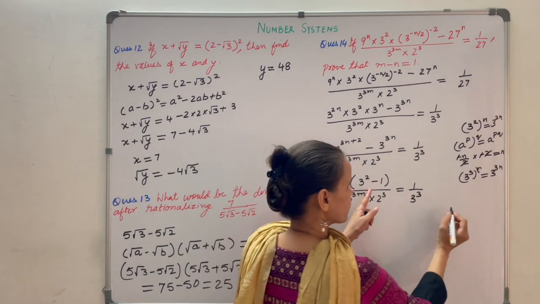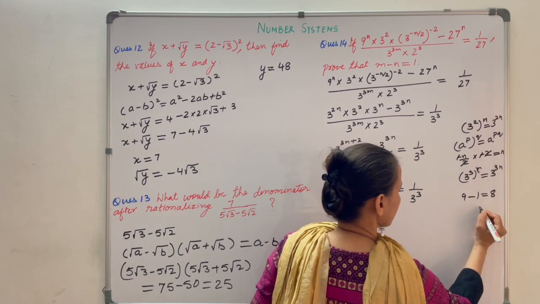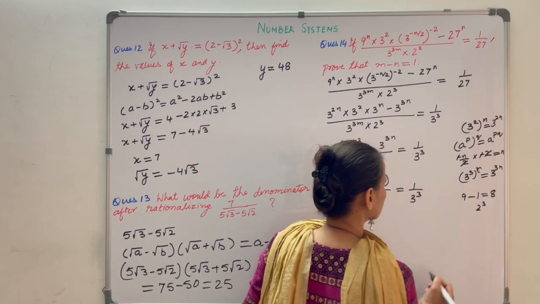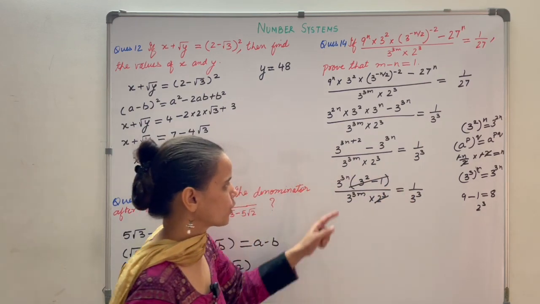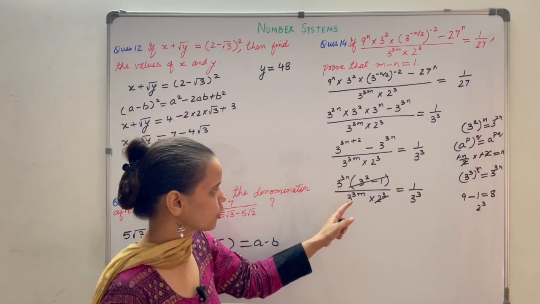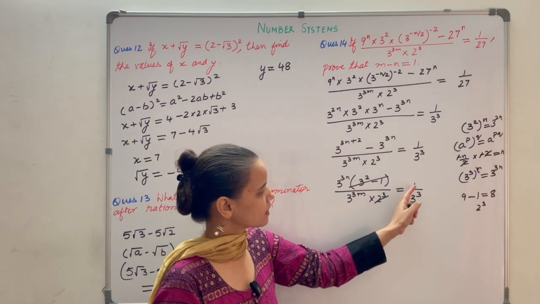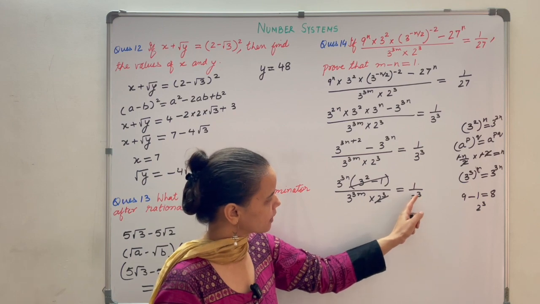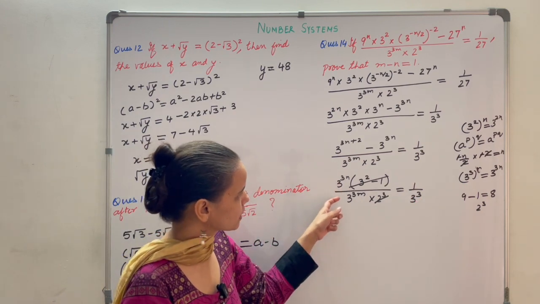So 3 square is 9 minus 1. So what will you get? 8. And 8 you can rewrite it as 2 cube. So you can cancel this. So what you have now? 3 raised to power 3n in the numerator, and in the denominator you have 3 raised to power 3m. Here this side you have 1 in the numerator and in the denominator you have 3 cube. So let us bring this one down.